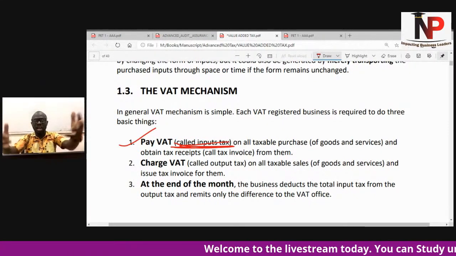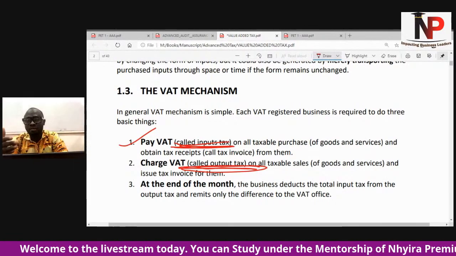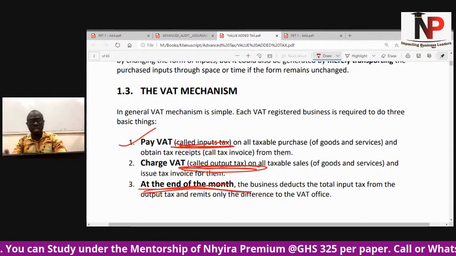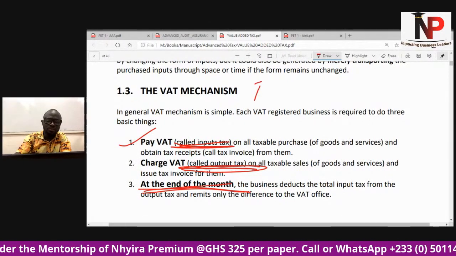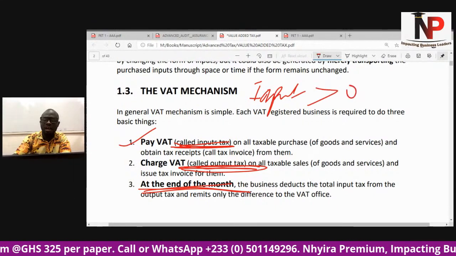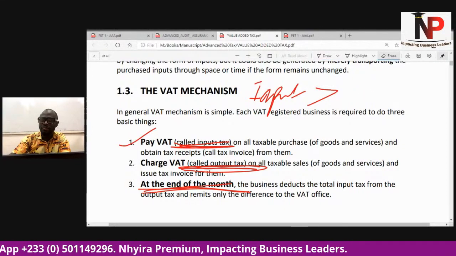Then you're going to be charging VAT, and that is called the output VAT. And so at the end of the year, you're going to file your VAT returns, and then we mentioned that if your input VAT is greater than the output, then the difference will be remitted.